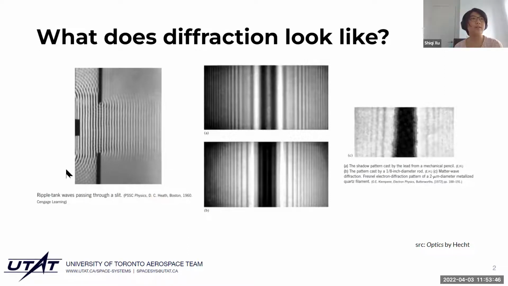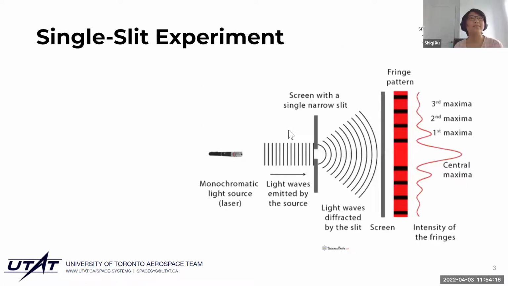So this one is a plane wave passing through a slit. And then you can see these circular things going outwards from the edges. This is a shadow of a pencil that just goes to infinity there. And this is matter wave diffraction, so on a tiny scale. These are from Hecht.